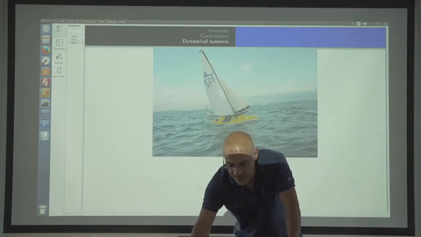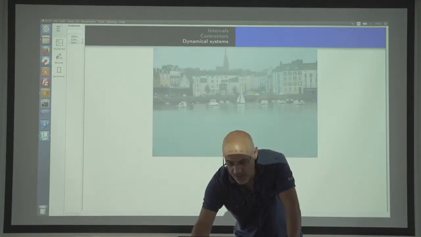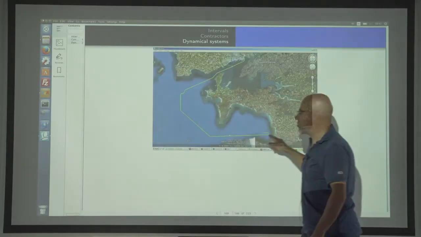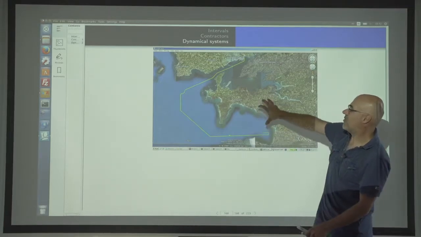Later, it was at night, and the next morning it was Douarnenez, small, and this is the track it has actually done by VMOS. So it's a zoom out.